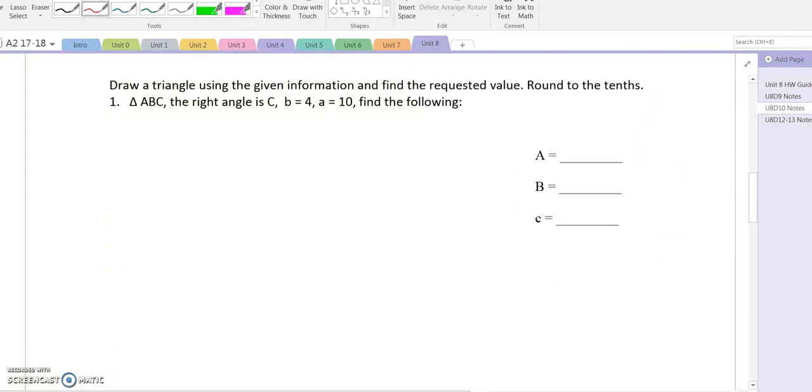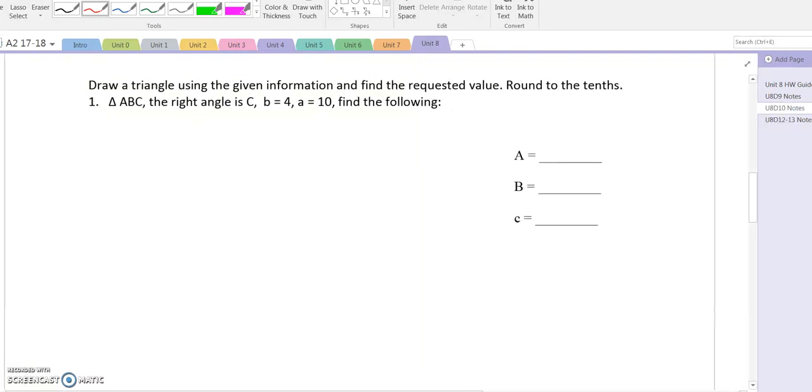So for number one, it says draw the triangle. Draw a triangle using the given information and find the requested value. Round to the tenth. So remember, tenths, that's one number after the decimal. Just a reminder of our rounding rules.